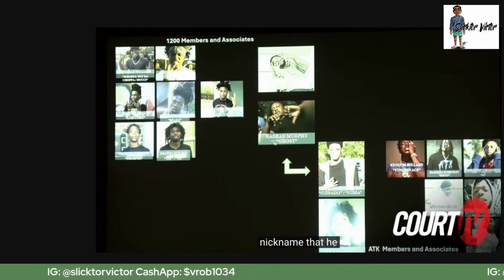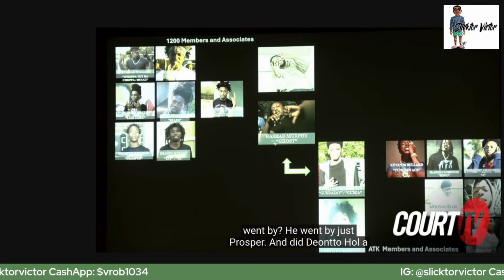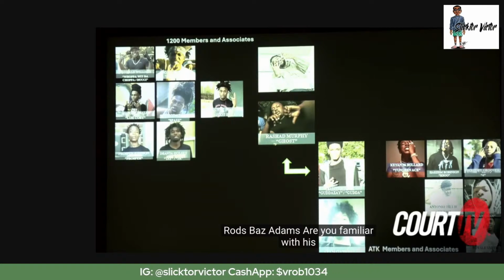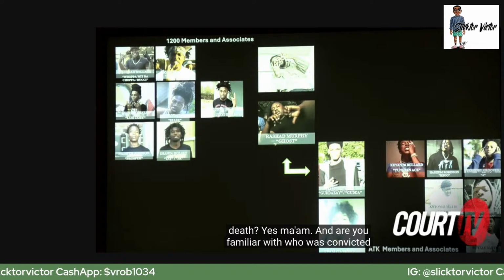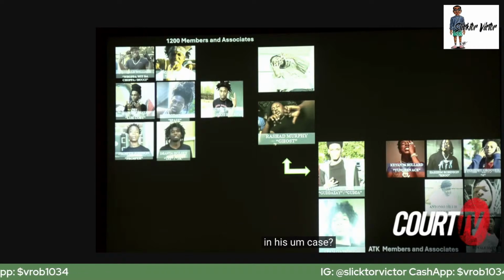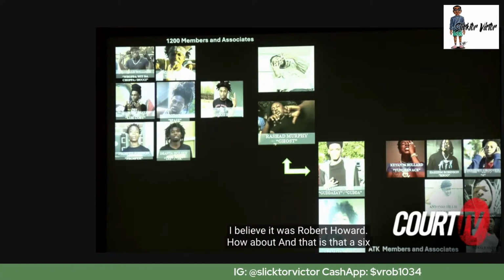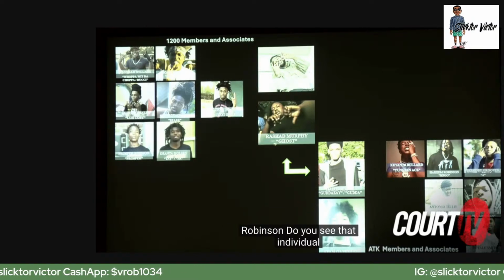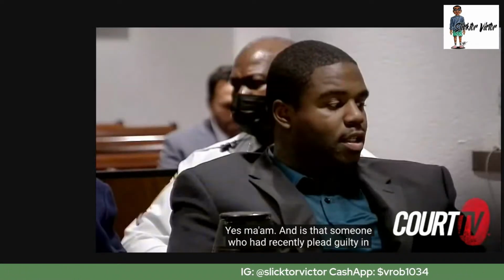Now, Joe Rod Spaz Adams, are you familiar with his death? Yes, ma'am. And are you familiar with who was convicted in his case? I believe it was Robert Howard. And is that a 6-block member? Yes, ma'am. How about in the bottom right, Hakeem Robinson? Do you see that individual? Yes, ma'am. And is that someone who had recently pled guilty in the death of a 6-block member? Yes, ma'am. He pled guilty to the murder of Bibby, which is Adrian Gaynor.